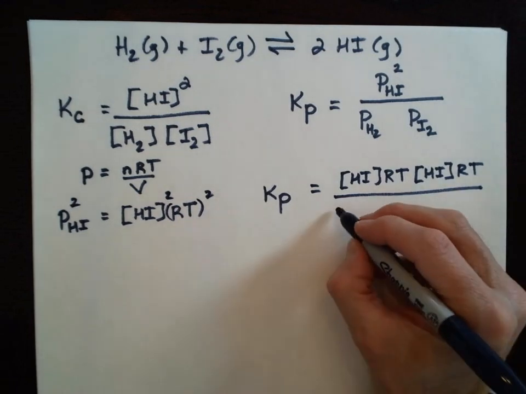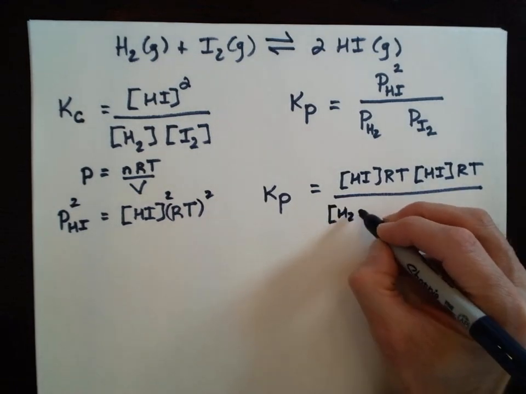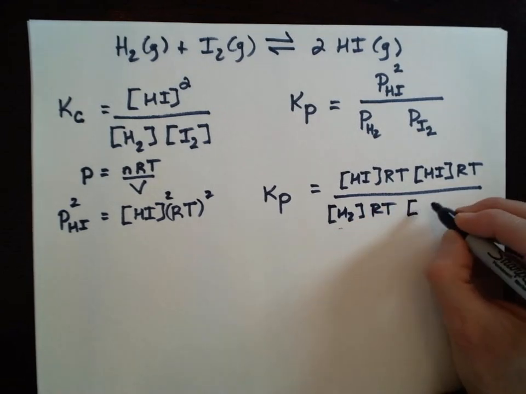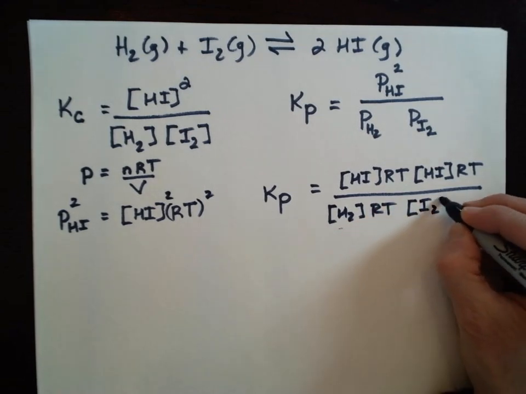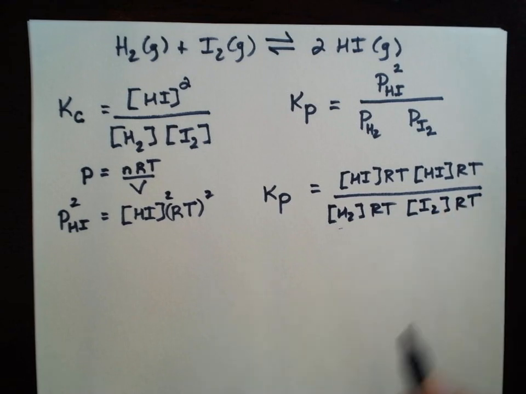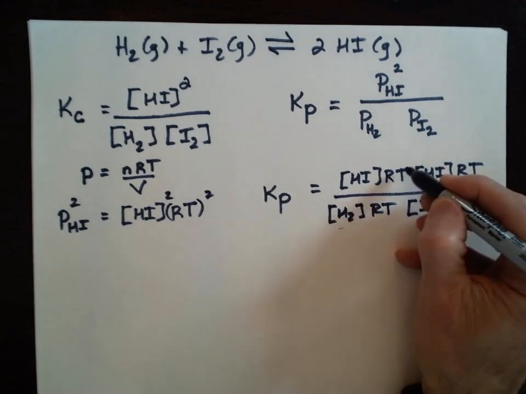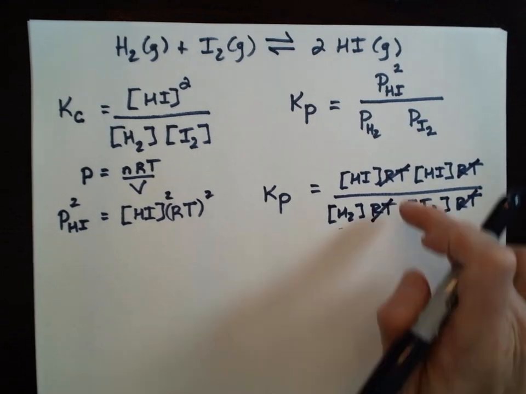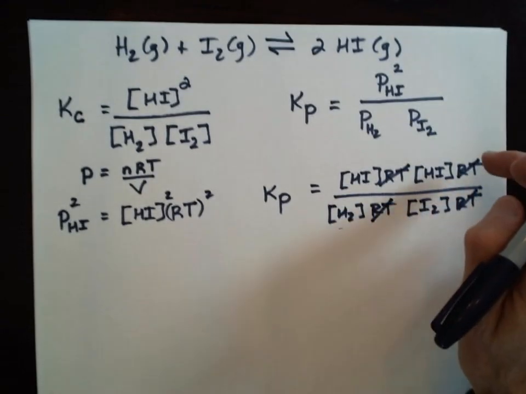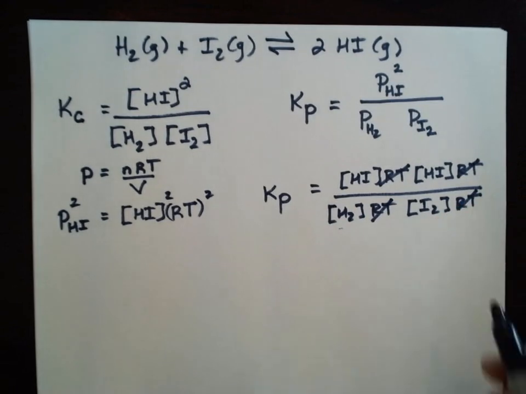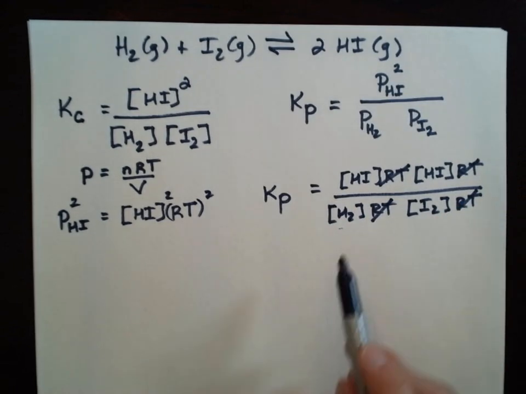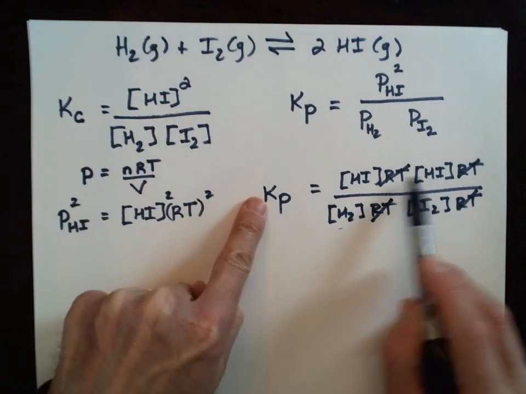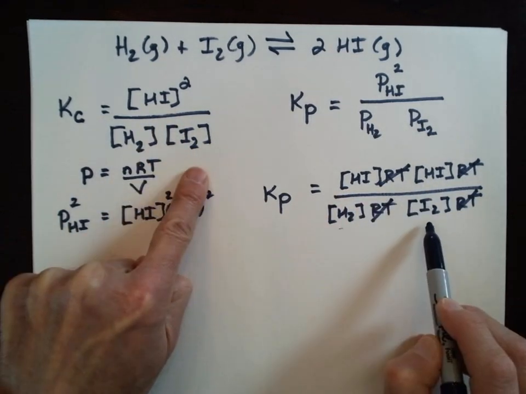And then on the denominator, we just write the concentration of H2 times RT, just to the first power, and the concentration of I2 times RT. In this particular case, all of the RTs on numerator and denominator cancel. RT cancels RT, RT cancels RT, and we see that in this case, Kp is going to be HI squared divided by H2 and also divided by I2.